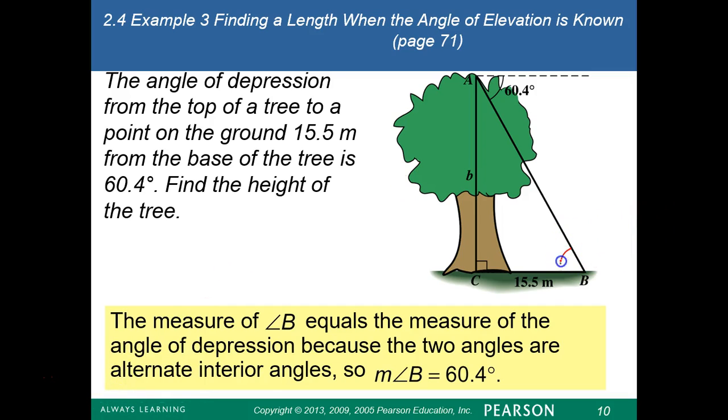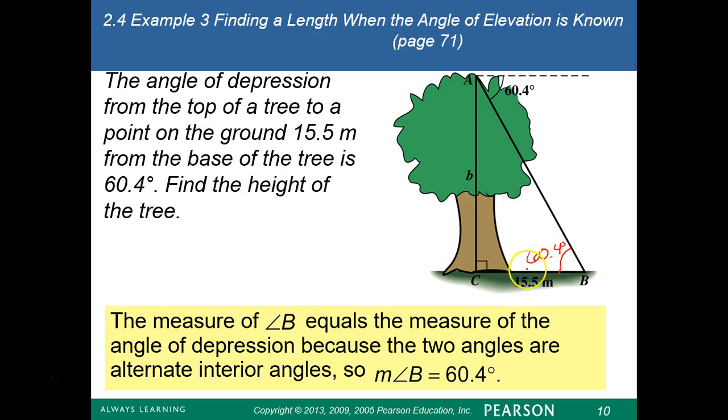Our angle B right here is going to be congruent. It's also going to be 60.4 degrees. So we have this right triangle that is being created. We know this angle, and we know this side measurement right here, and we want to find what B is. Let's do that.